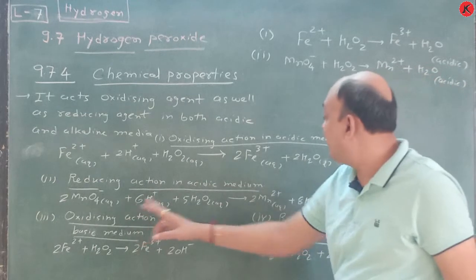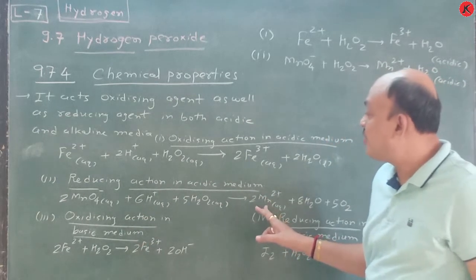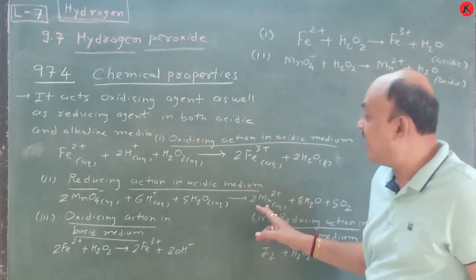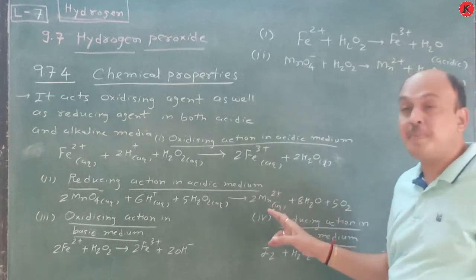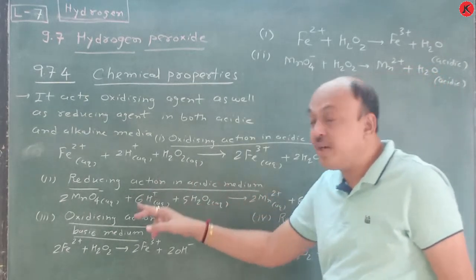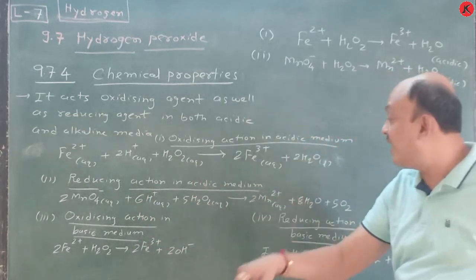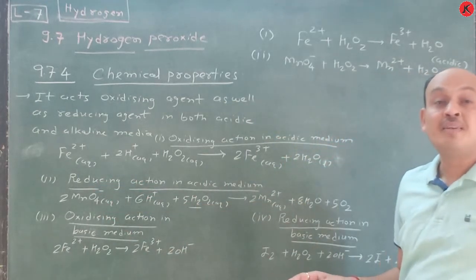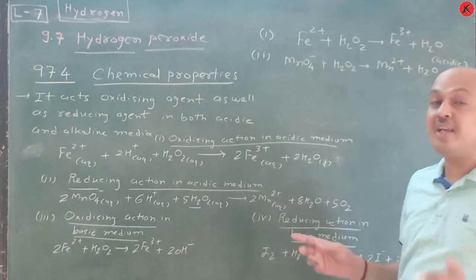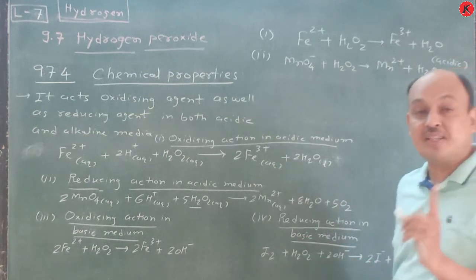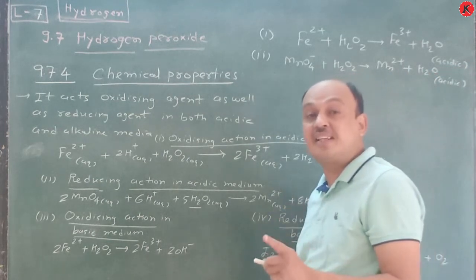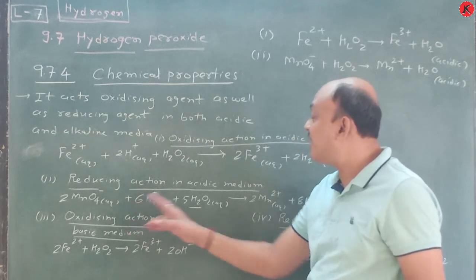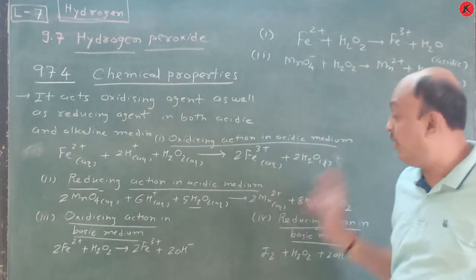So MnO4 minus is converted into Mn+2. Therefore it gains electrons, and electron gain means an oxidizing agent. But this H2O2 works as a reducing agent. Remember, you have to identify in a reaction which one acts as an oxidizing agent and which one acts as a reducing agent from this type of simple clue.